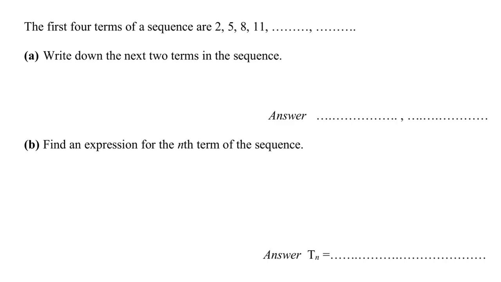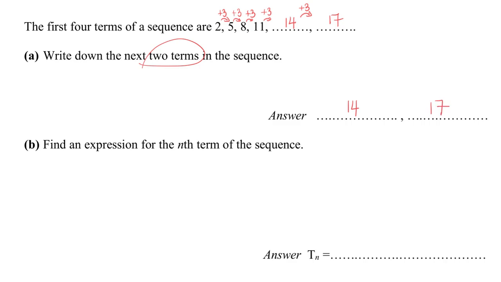Well, the first 4 terms of a sequence are given as such: 2, 5, 8, 11. Straight away, please notice that we always add 3. And once I know that, I will be able to get my next 2 terms. Because I just need to add 3, this will give me 14. I add 3 again, 17. So that will be the answer for part A.